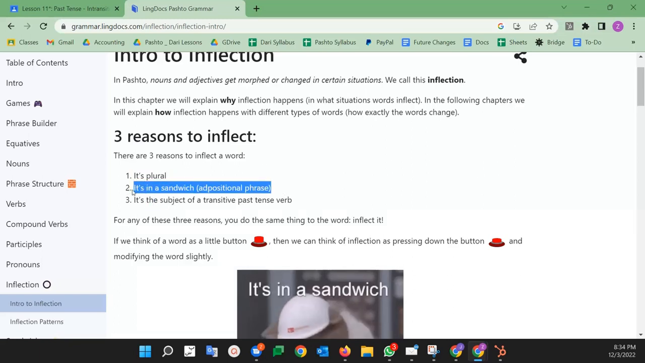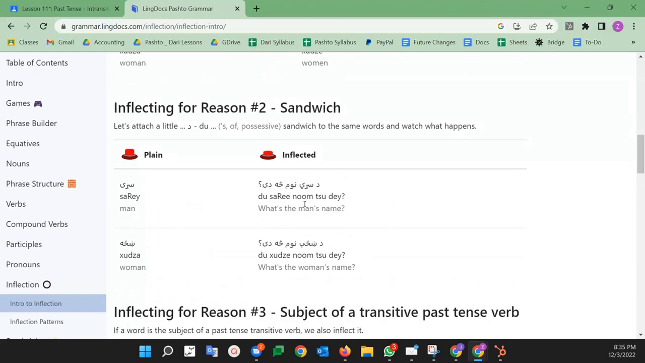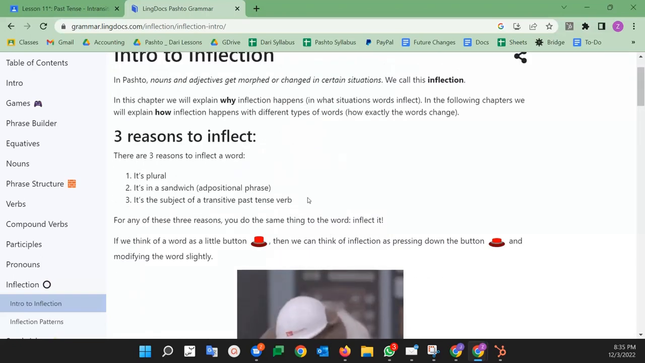Also, if it's in a sandwich, so let's look at this, the Sari num. So this is a sandwich. This is one man, but because it's in the sandwich, it's inflected. Now, in the future, we'll be talking about past transitive verbs, which we have not talked about yet, and that's another reason to inflect. So before we talk about past transitive verbs, we need to review inflection and some of the forms for how things inflect.